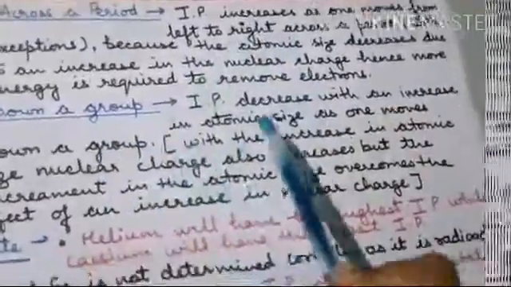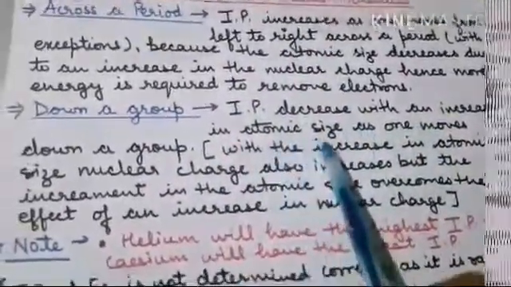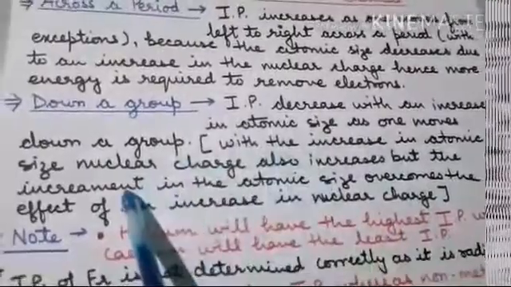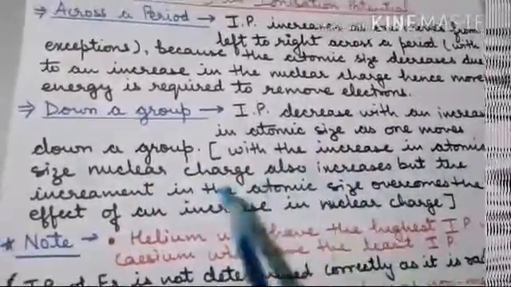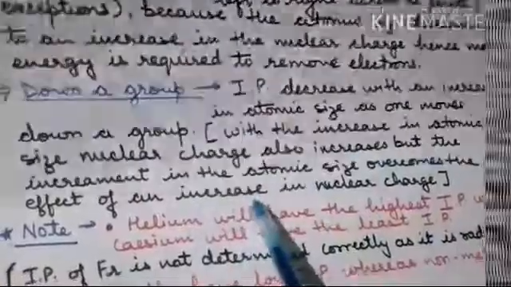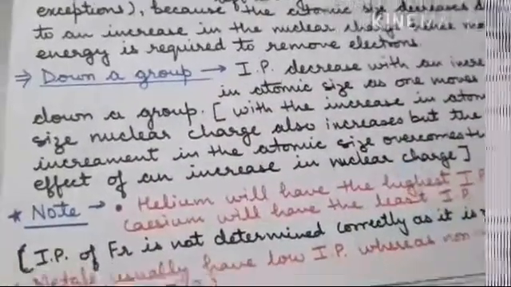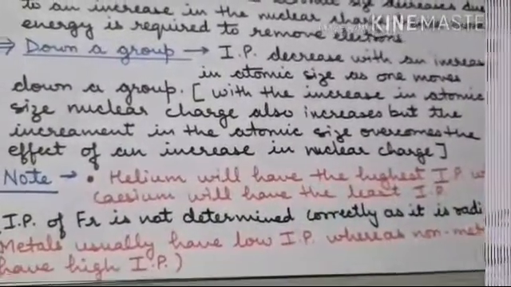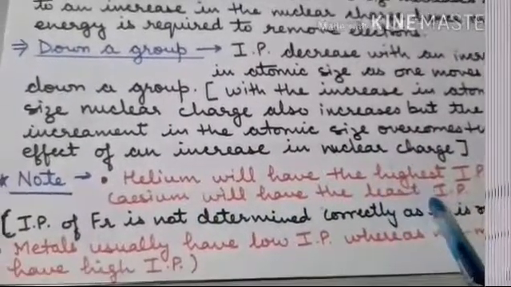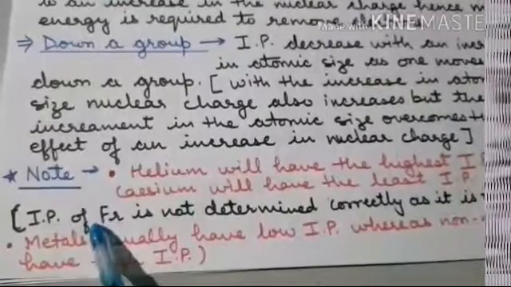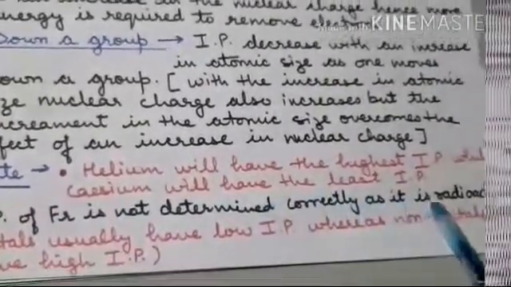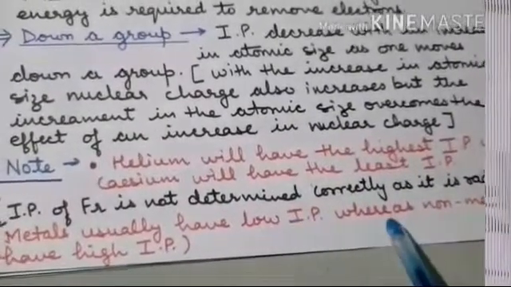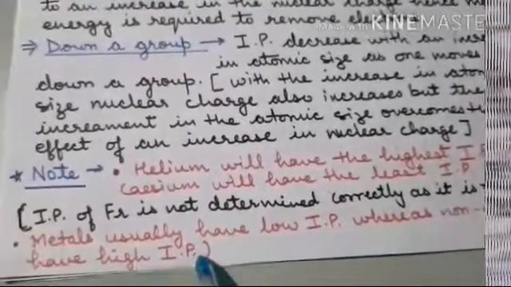Now down the group, ionization potential decreases with an increase in atomic size as one moves down a group. This is because with the increase in the atomic size, nuclear charge also increases, but the increment in the atomic size overcomes the effect of an increase in nuclear charge. There is a note, helium will have the highest ionization potential while cesium will have the least ionization potential. Ionization potential of francium is not determined correctly as it is a radioactive element. Metals usually have low ionization potentials whereas non-metals have high ionization potential.